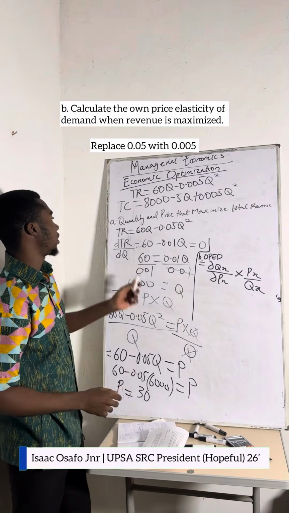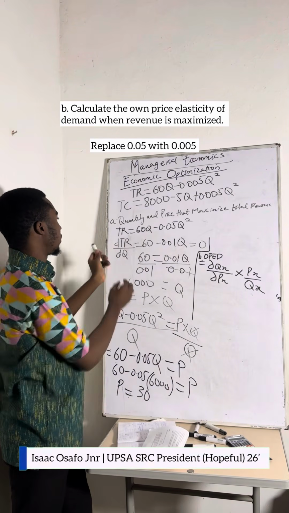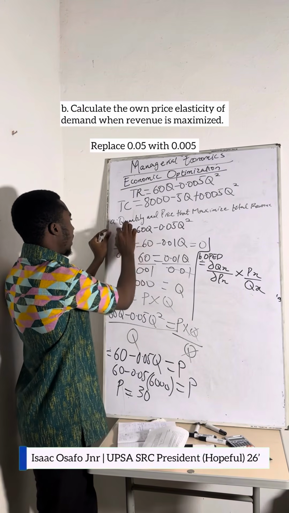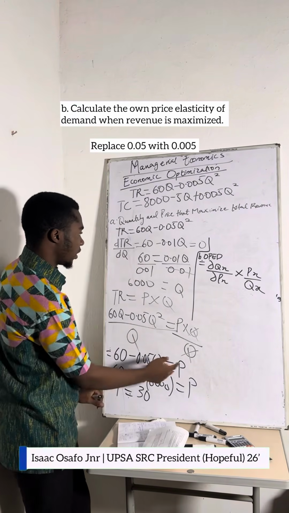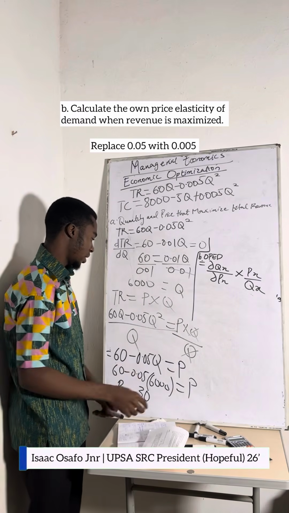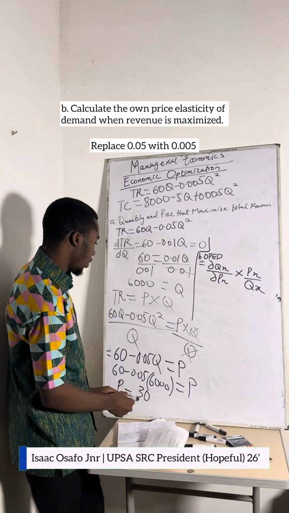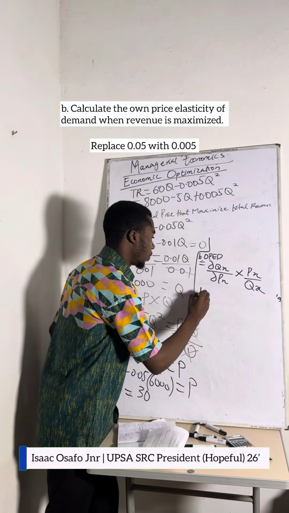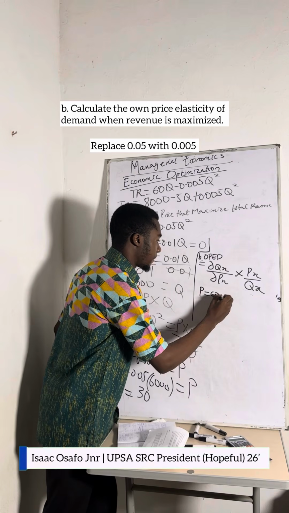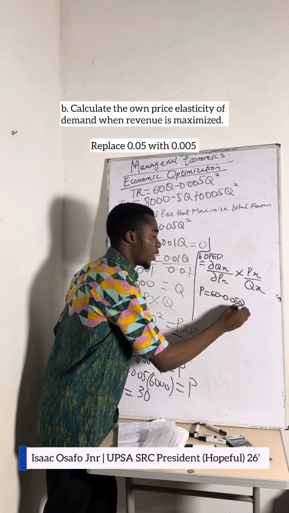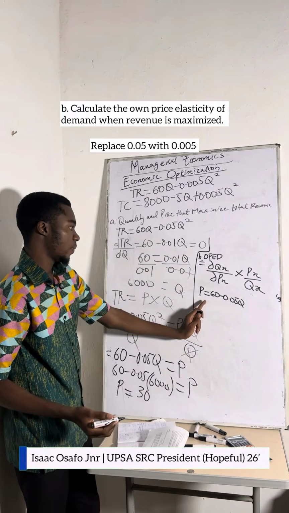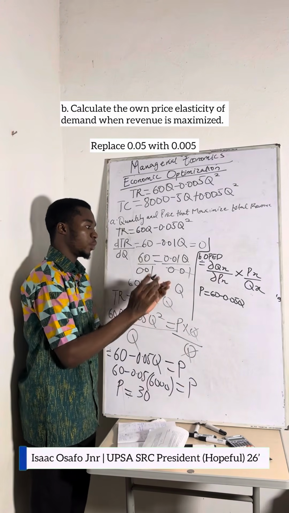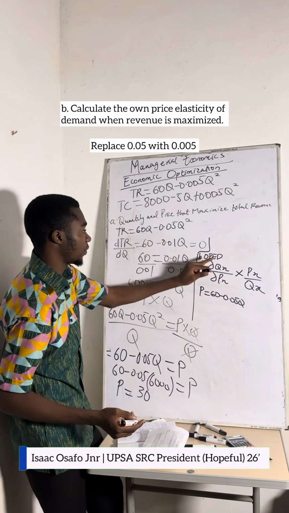You realize that when we were differentiating this one, it was the total revenue that we were given. So DTR will come first over DQ, meaning that you're differentiating this one. But this one, you only have the price. So you have to make Q the subject in the price function. You already know that our P is equal to 60 minus 0.05 Q. I hope no one is confused. So now we have to make Q the subject so that this function will be in terms of Q.